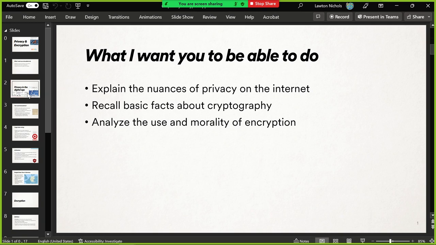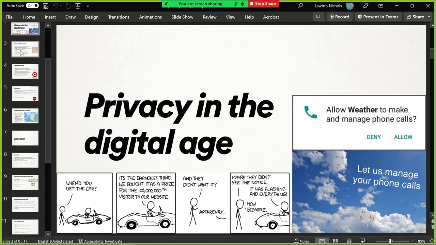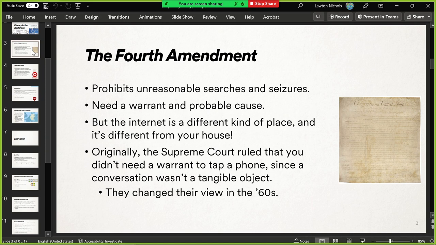All right, let's talk about privacy first. Feel free to read the funny pictures after I submit the PDF. But let's talk about, is there even privacy on the internet? It's definitely a philosophical question that I could ask you about.